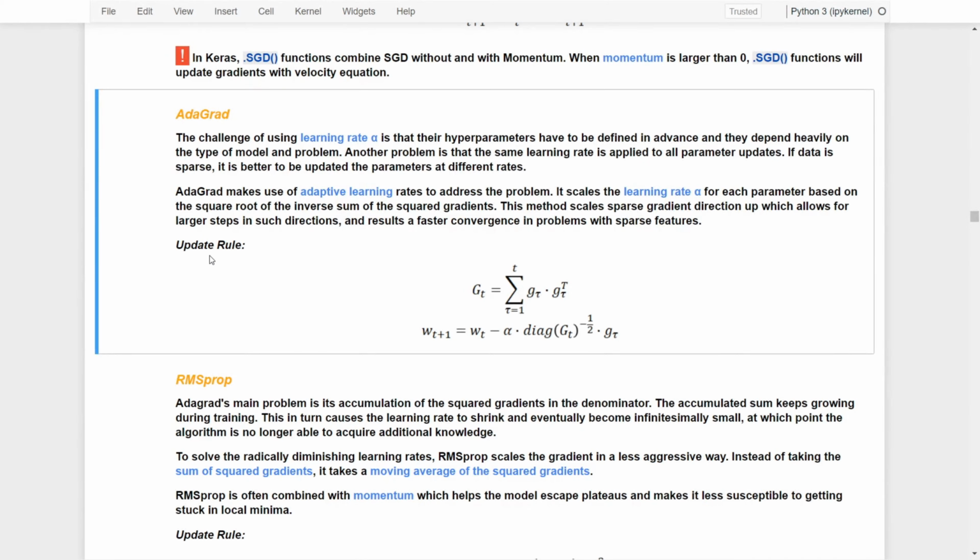And because of that, you can see from the update rule that now the learning rate is controlled by the sparse features, which makes it learn adaptively.